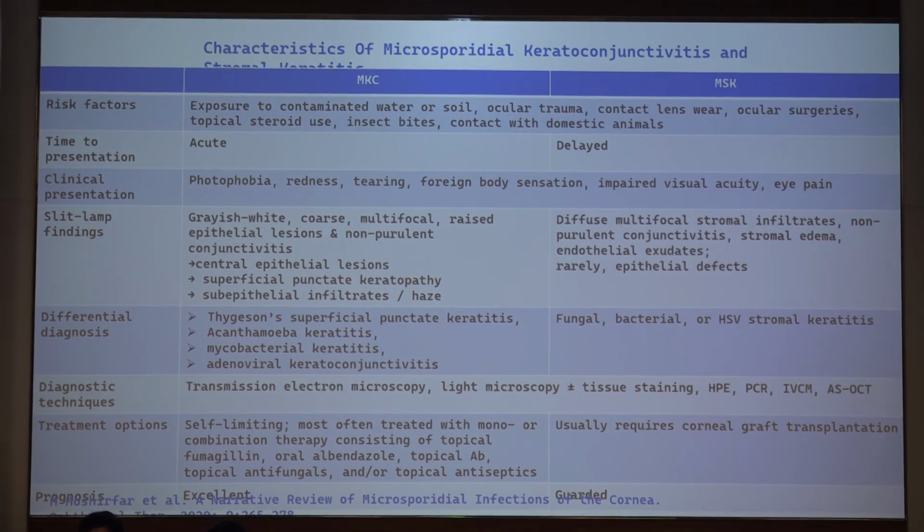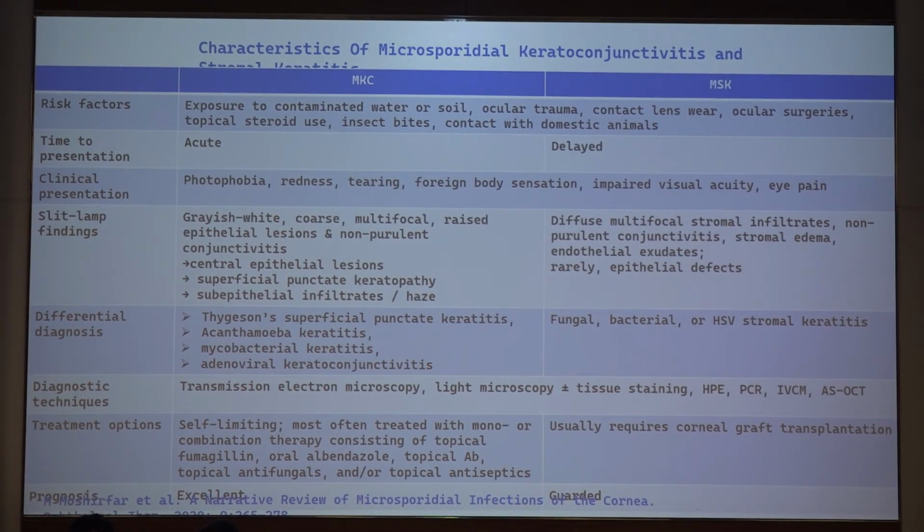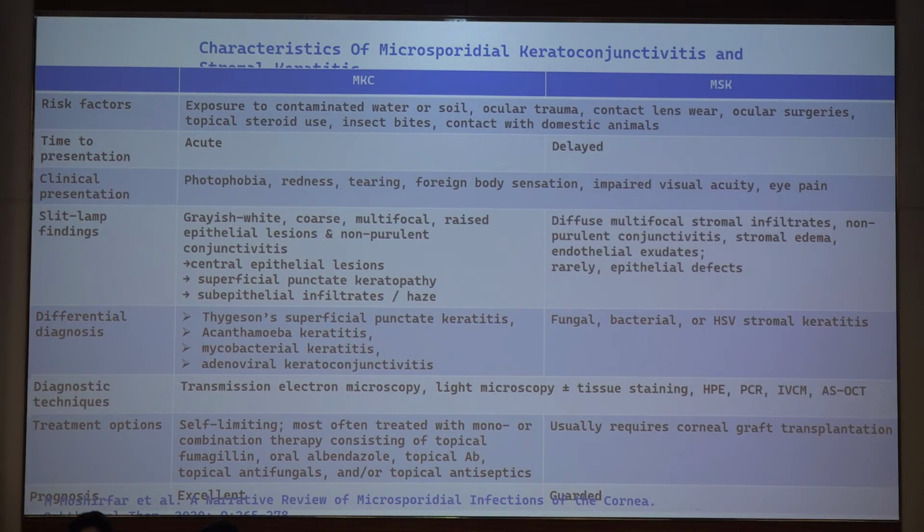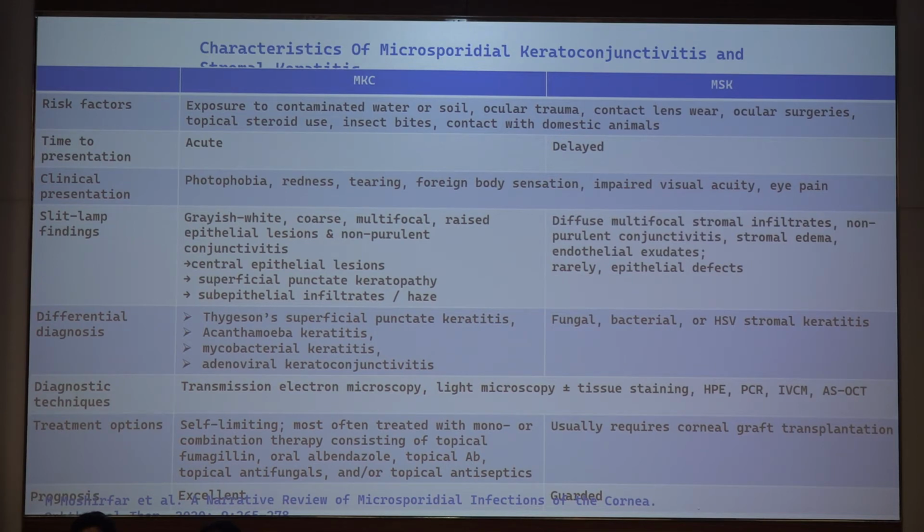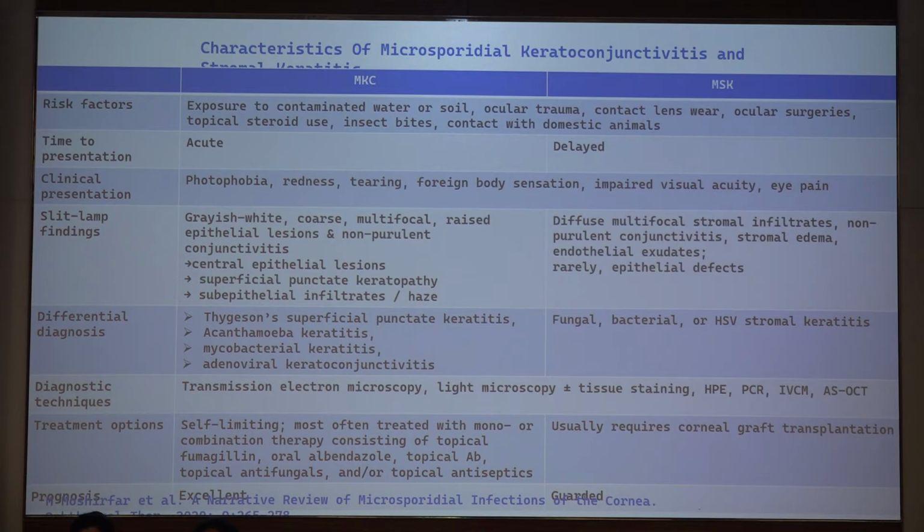So how do we differentiate, or what are the clinical characteristics between a keratoconjunctivitis and a stromal keratitis caused by microsporidia? The risk factors are almost similar to those for acanthamoeba or fungal keratitis. Usually there is a history of trauma, contact with contaminated water or soil. Could have contact lens wear, but in India, beware that microsporidial keratoconjunctivitis can occur without contact lens wear as well, though it has been reported at a higher frequency in those using contact lenses.